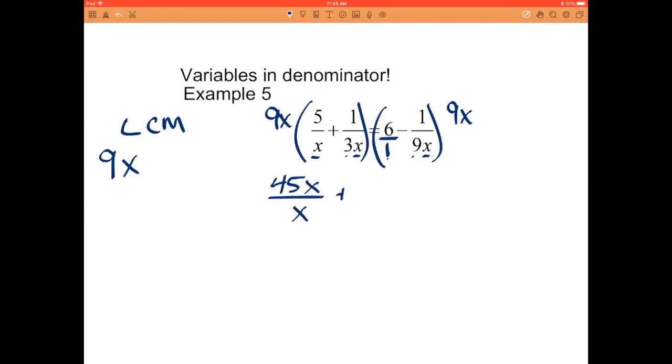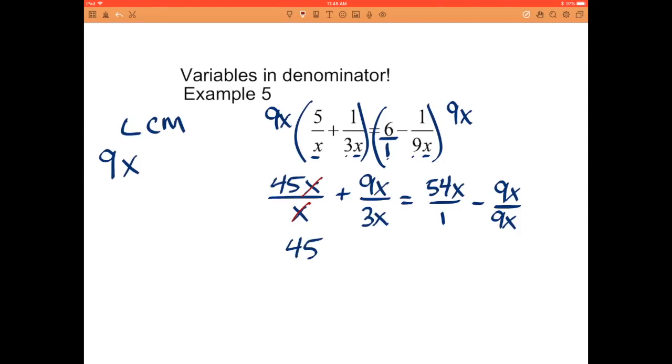And 9x times 1 is 9x over 3x. On the other side, 9x times 6 is 54x over 1. And then we'll have 9x over 9x. So now we're going to simplify and cancel those common factors. So we'll have 45 for the first term. The next one, the x's can reduce there, and then 9 divided by 3 would just be a 3. 54x, that just stays where it is. Dividing by 1 doesn't do anything. And the last one, both of those things are identical, so we will just have minus 1 at the end.